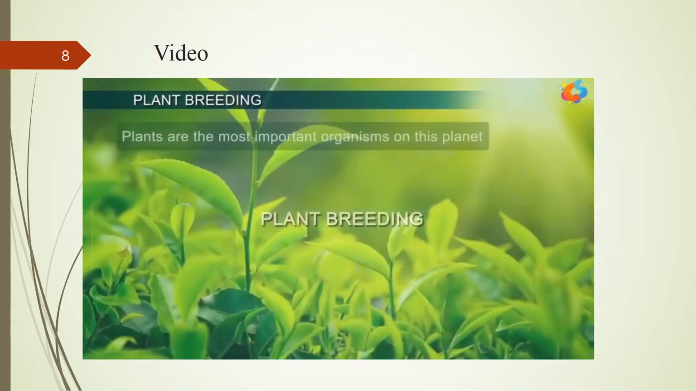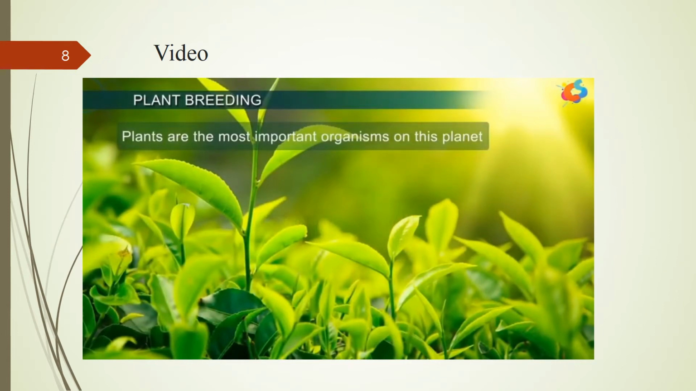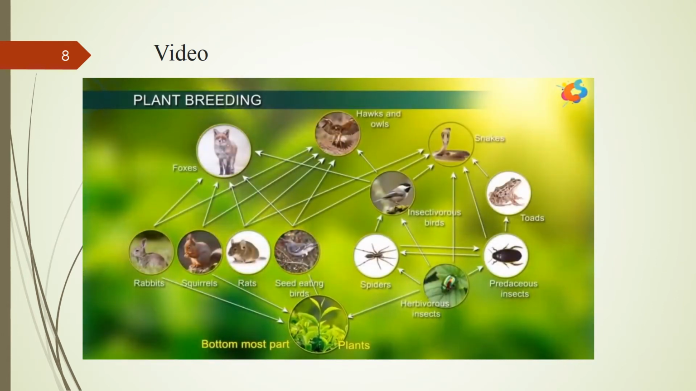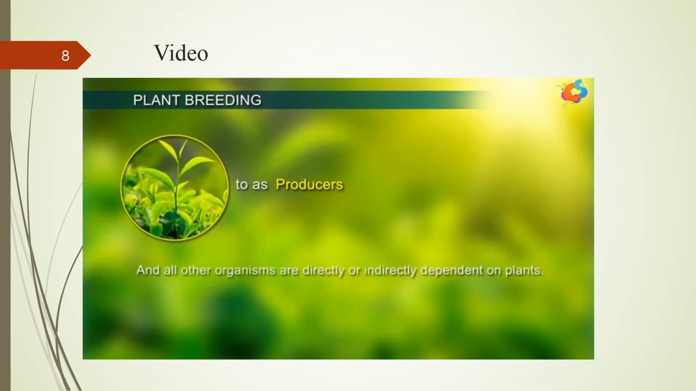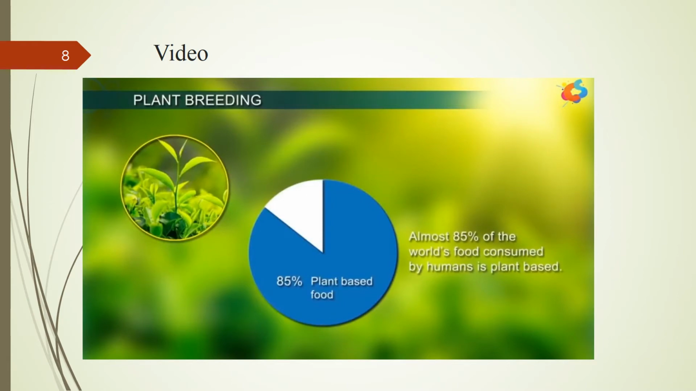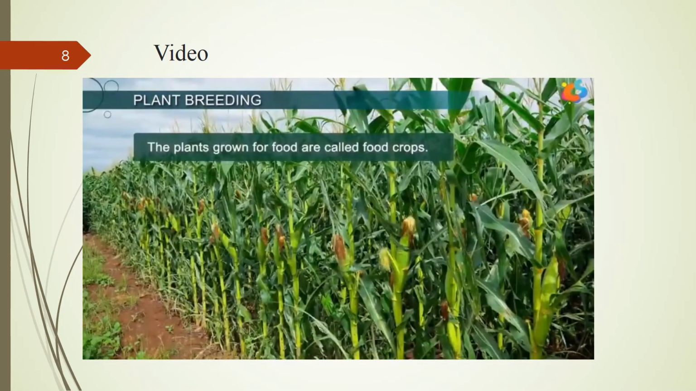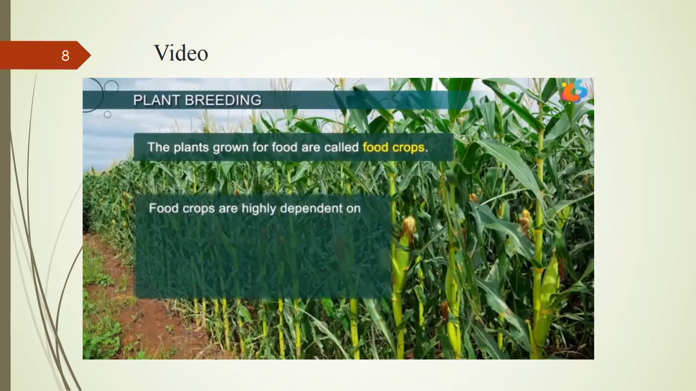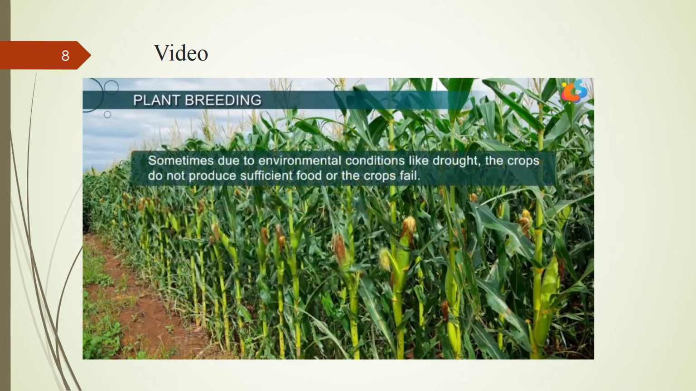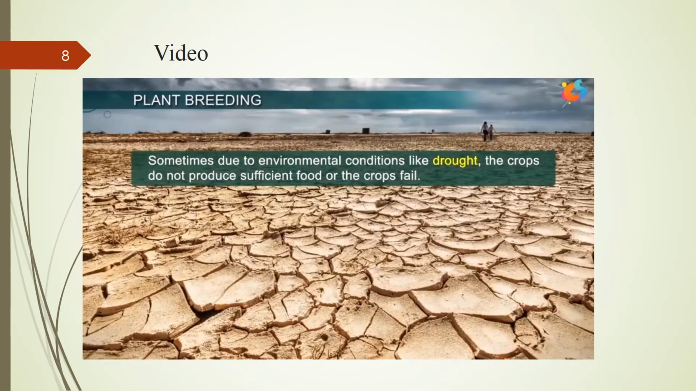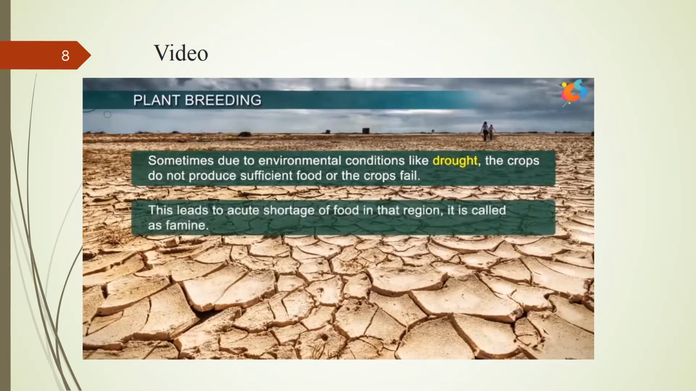Plant breeding. Plants are the most important organisms on this planet. They occupy the bottommost part of the food chain. They are often referred to as producers, and all other organisms are directly or indirectly dependent on plants. Almost 85% of the world's food consumed by humans is plant-based. The plants grown for food are called food crops. Food crops are highly dependent on water availability, soil, and climatic conditions. Sometimes, due to environmental conditions like drought, the crops do not produce sufficient food or the crops fail. This leads to acute shortage of food in that region. It is called famine.